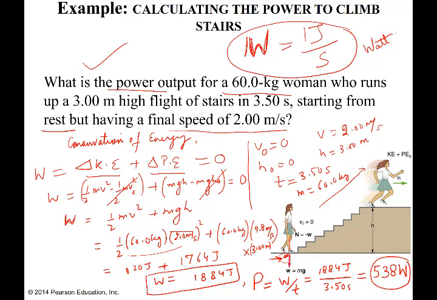So the woman does 1764 joules of work to move up the stairs compared to 120 joules to increase her kinetic energy. Thus, most of our power output is required for climbing rather than accelerating. So that is where the energy output is coming from.